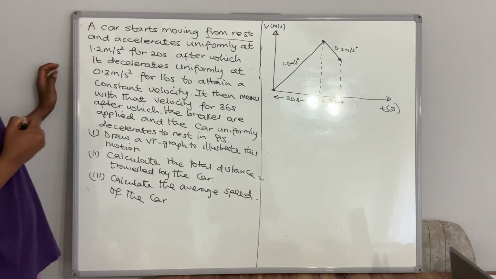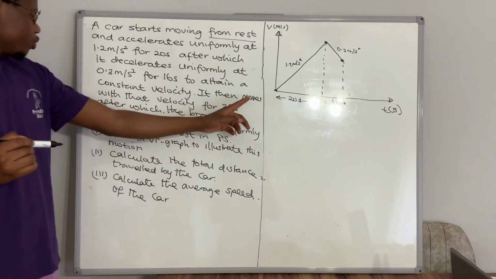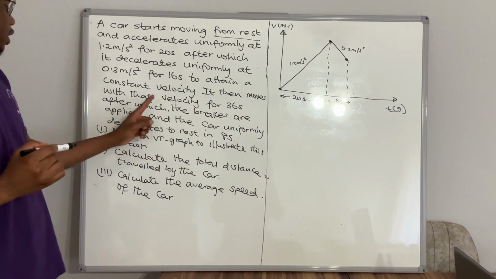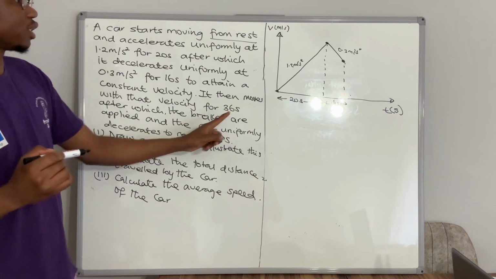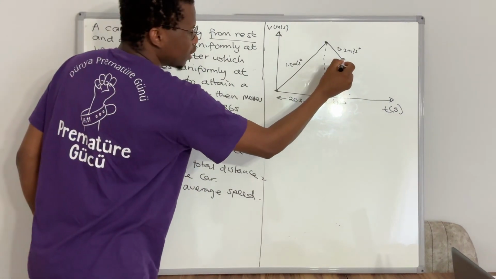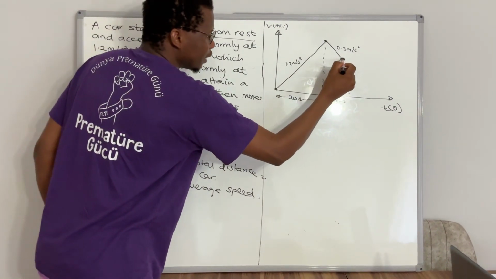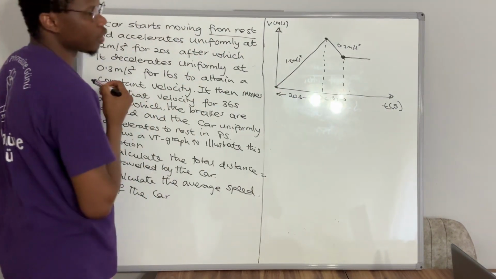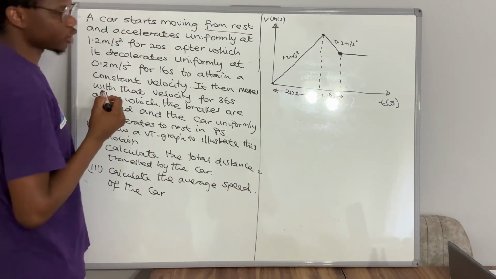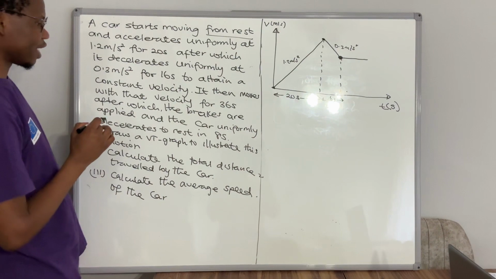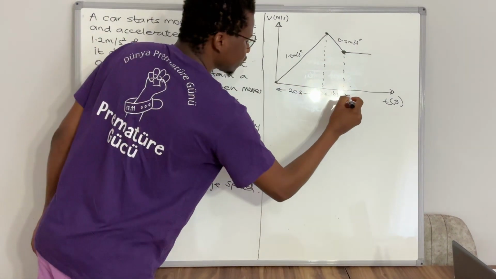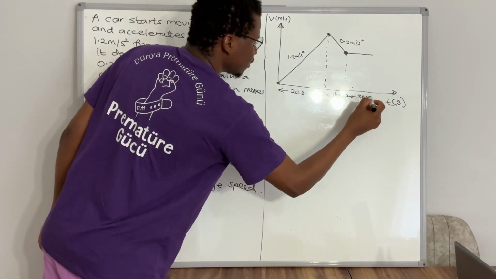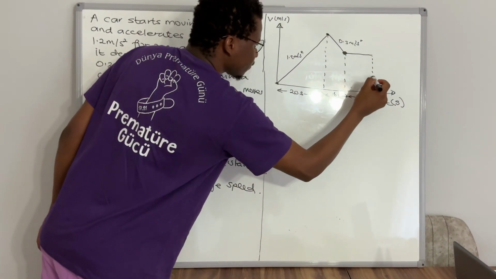So what did the car do after that? It moves with a constant velocity, okay? It then moves with that velocity for 36 seconds. So after it decelerates to attain a final speed here, it maintains that speed, okay? So that was a steady or a constant speed. And that lasted for what? For 36 seconds, all right?